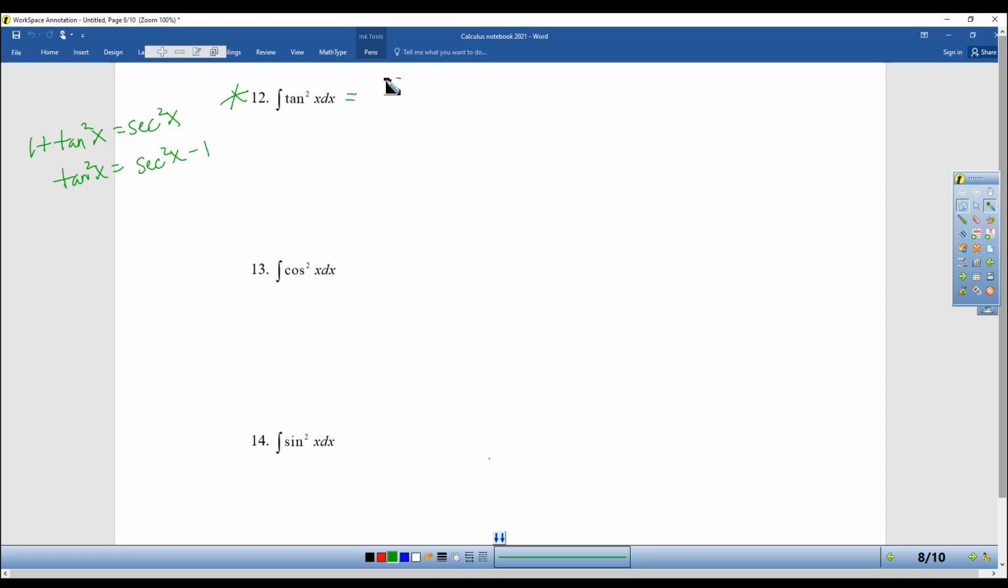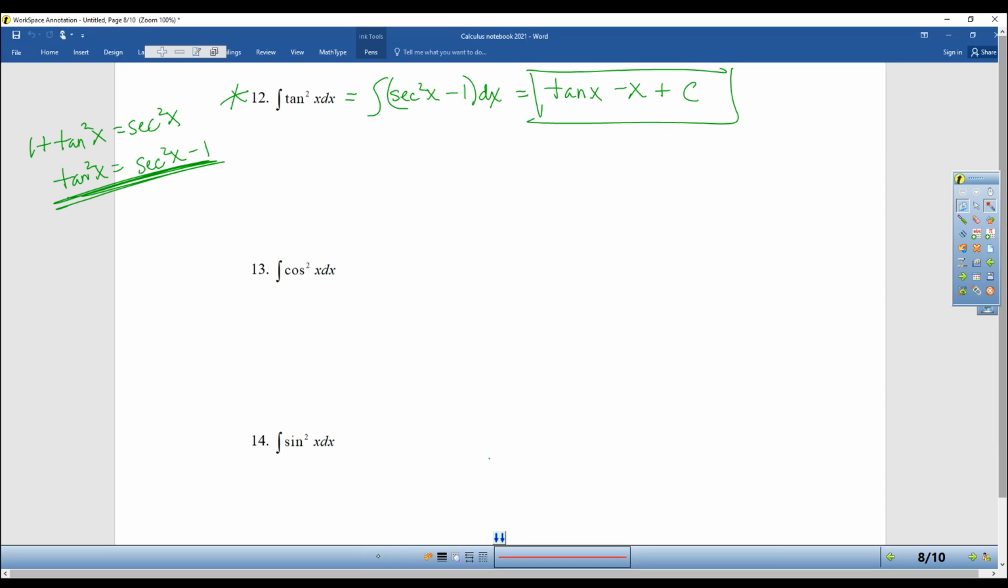So I'm going to rewrite this as secant squared x minus 1. I do need the parentheses around it for the dx. And now I can do them one at a time. The integral of secant squared is tangent of x, and the integral of 1 is just x. So this one isn't hard in the end, but I'm going to just tell you right now, it comes up on a test or a quiz, and it is one of the most missed because people forget to do this. Okay, 13 and 14 have a special rule.